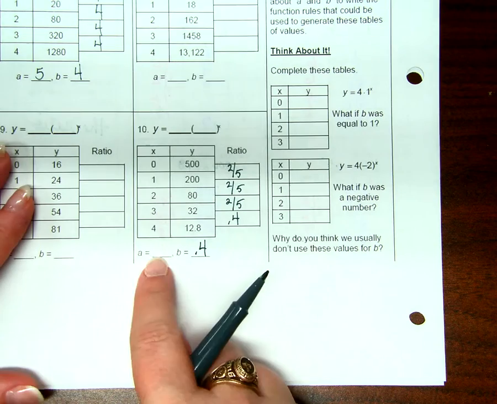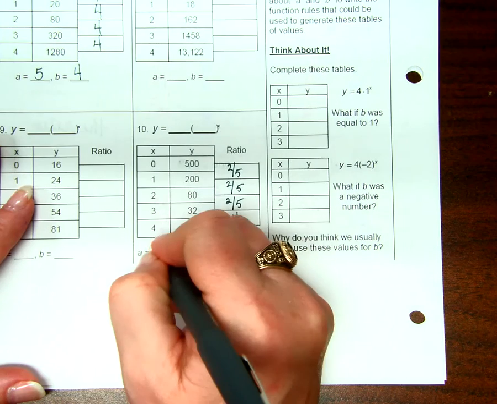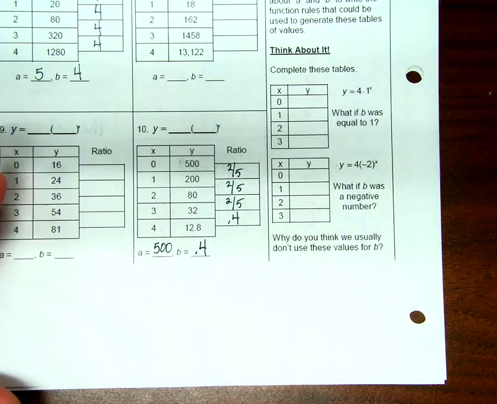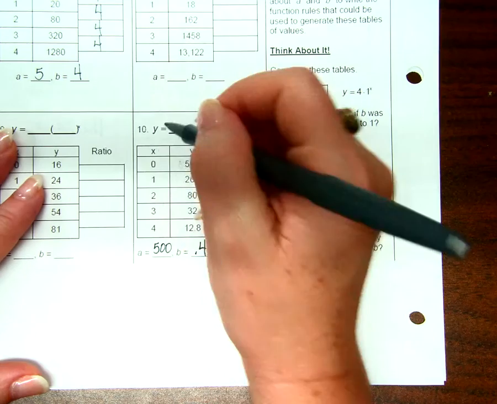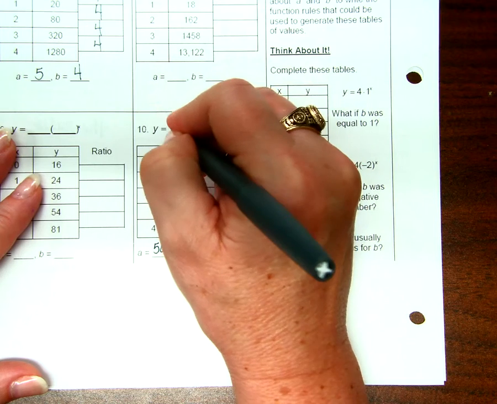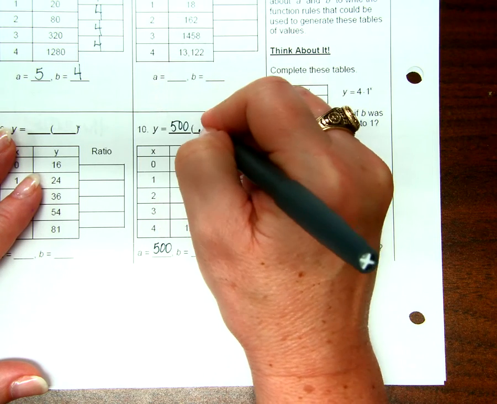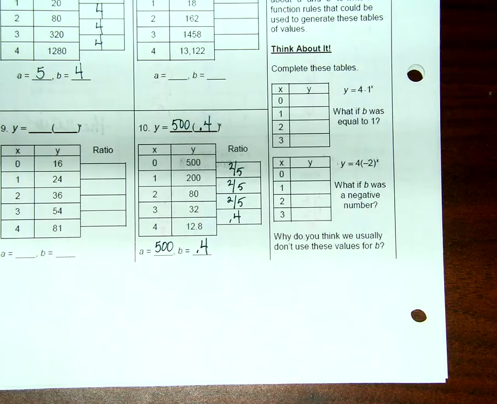What's my a value here? 500, and I know that because it's the initial amount where x equals 0. So my equation then is 500 times 0.4 to the x, right?